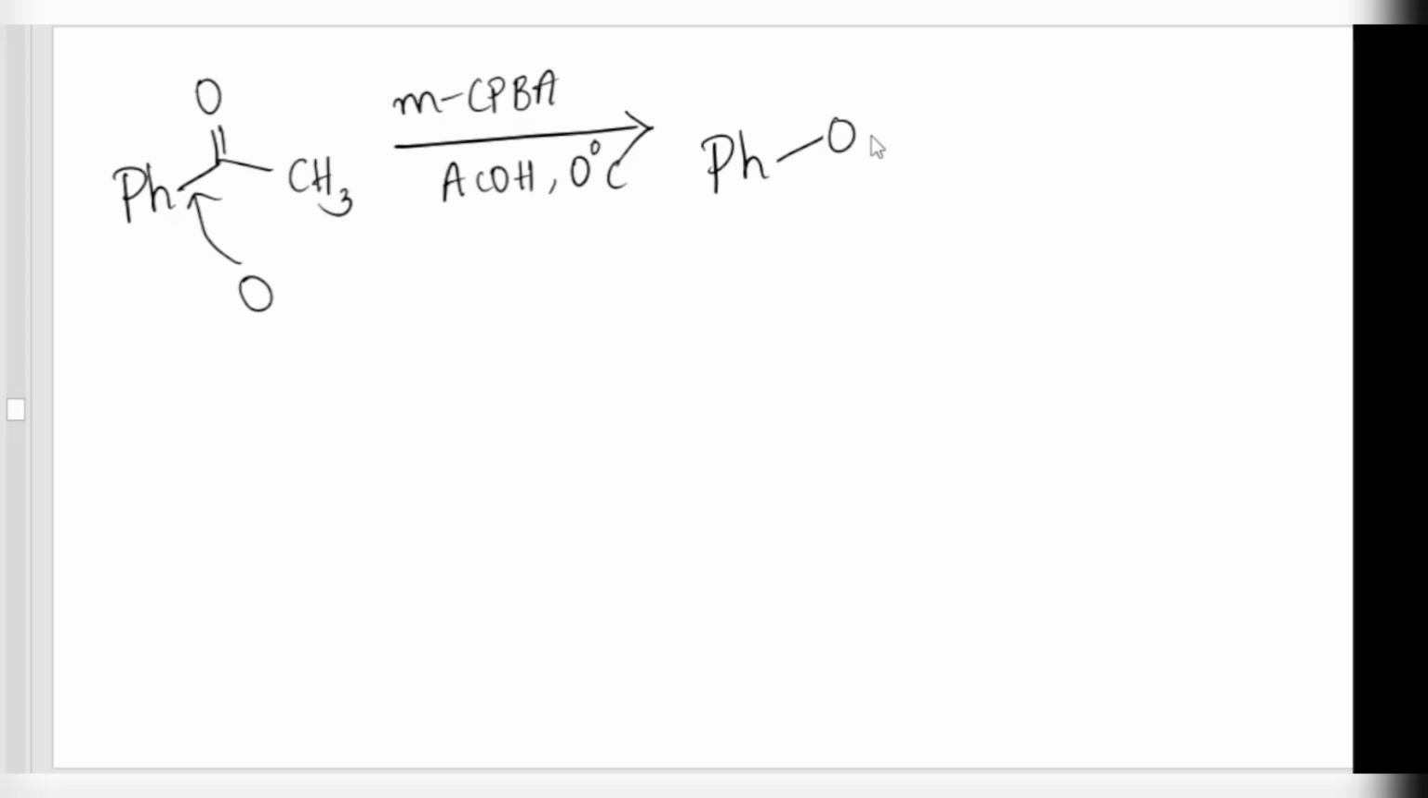I will get the product as Ph, oxygen, further carbonyl group, and CH3. This is phenyl acetate. We will get it as the major product.